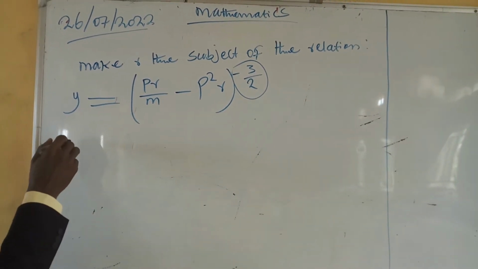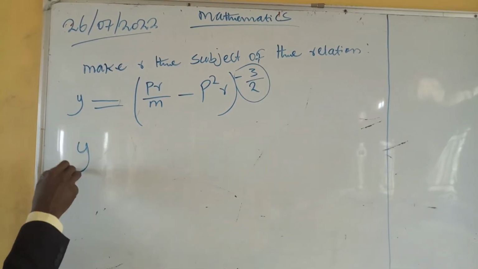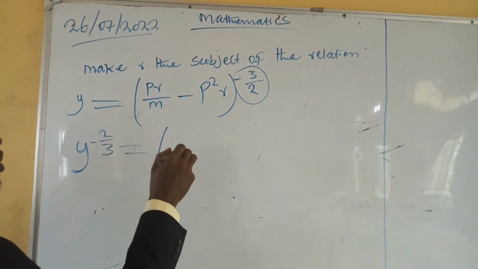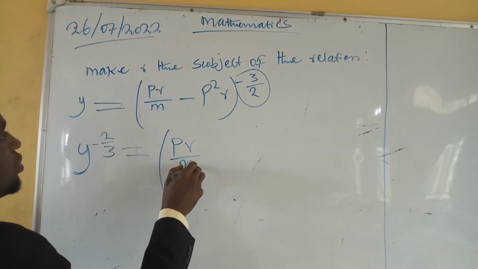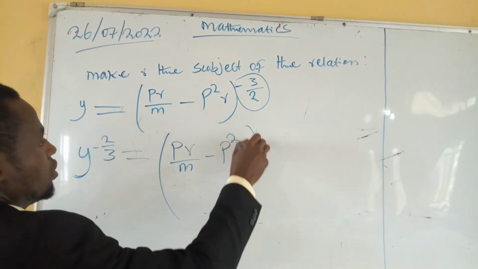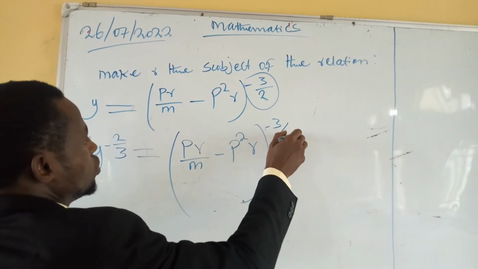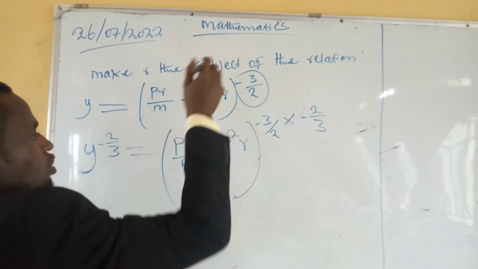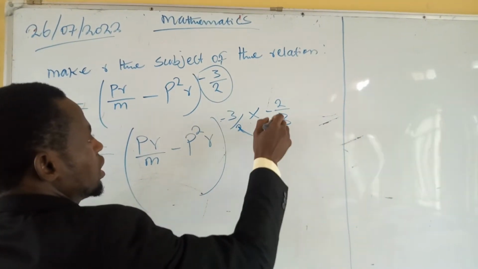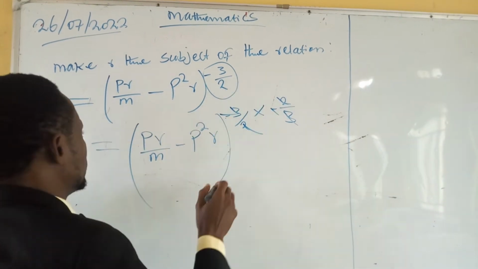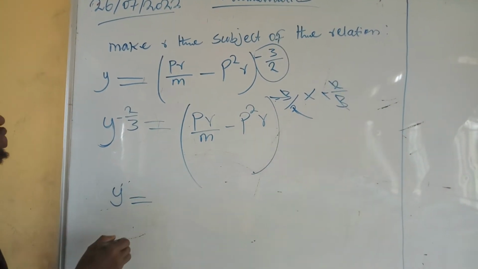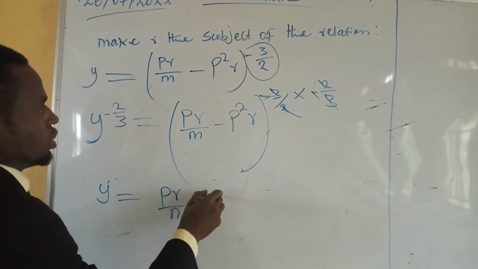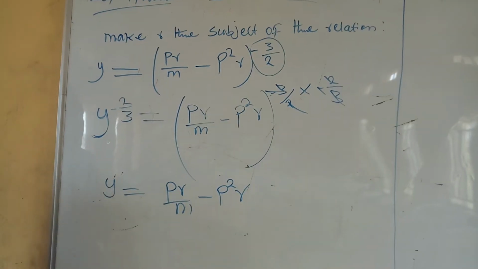If we multiply, y raised to the power minus 2 over 3 is equal to open bracket pr all over m minus p squared r, all raised to the power minus 3 over 2, times minus 2 over 3. You have multiplied both sides by the inverse of this. So this cancels this, minus cancels minus. Finally we have y equal to pr all over m minus p squared r. This is what we have left.